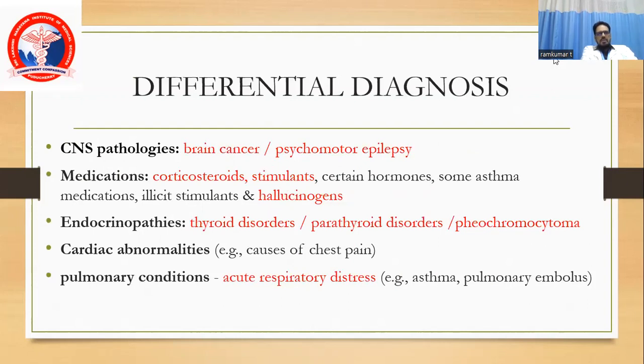Differential diagnosis. CNS pathologies like brain cancer or psychomotor epilepsy, medications such as corticosteroids and stimulants, certain hormones, and some asthma medications, illicit stimulants and hallucinogens. Endocrinopathies, thyroid disorders or parathyroid disorders or pheochromocytoma, cardiac abnormalities, for example causes of chest pain. Then pulmonary conditions, acute respiratory distress, for example asthma, pulmonary embolus.